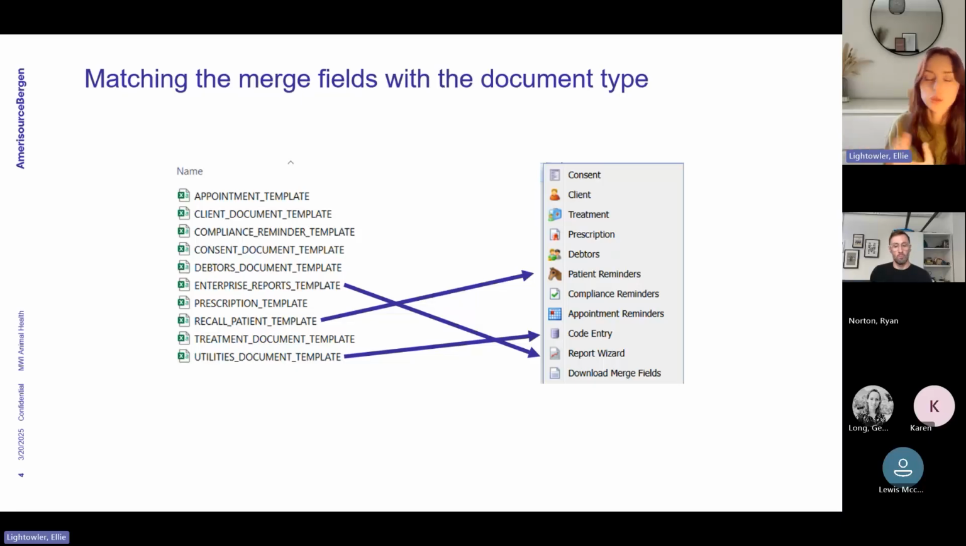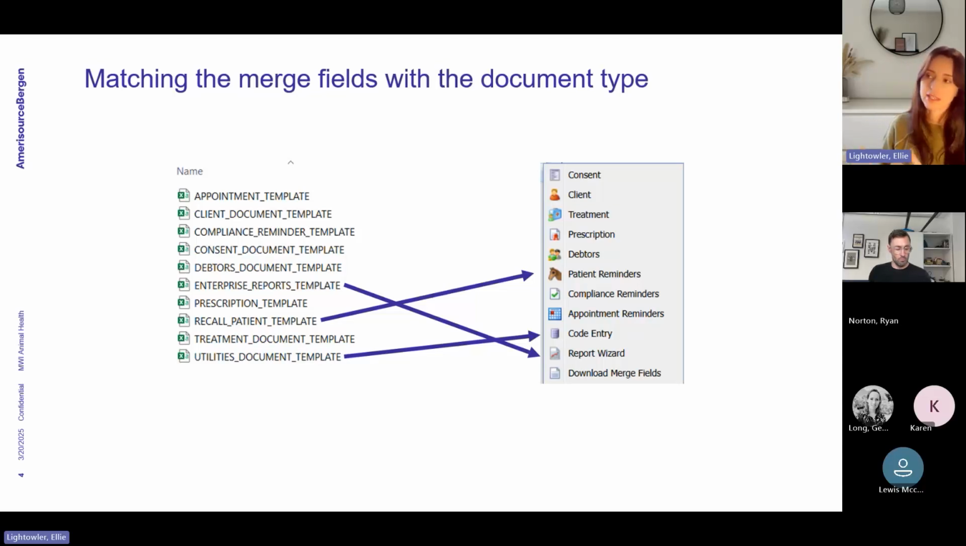If you were to use the incorrect selection of merge fields for the document type that you are creating, when you go to upload that template into Merlin, into that relevant document area, you're going to get an error, and it's going to tell you that your merge fields are not valid for the document type.